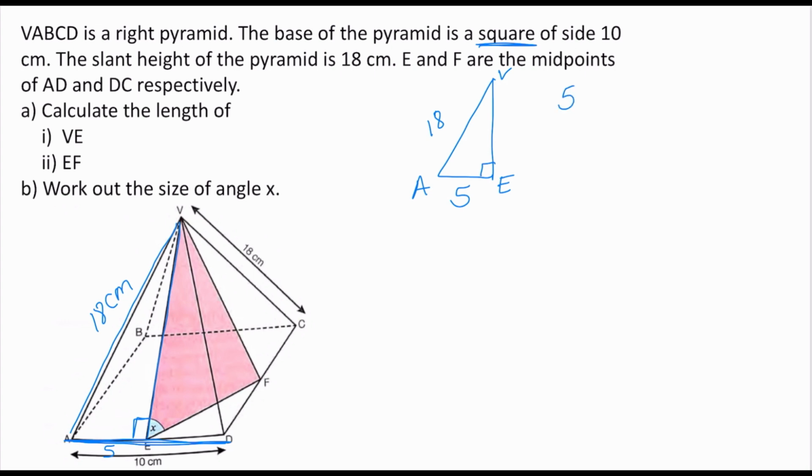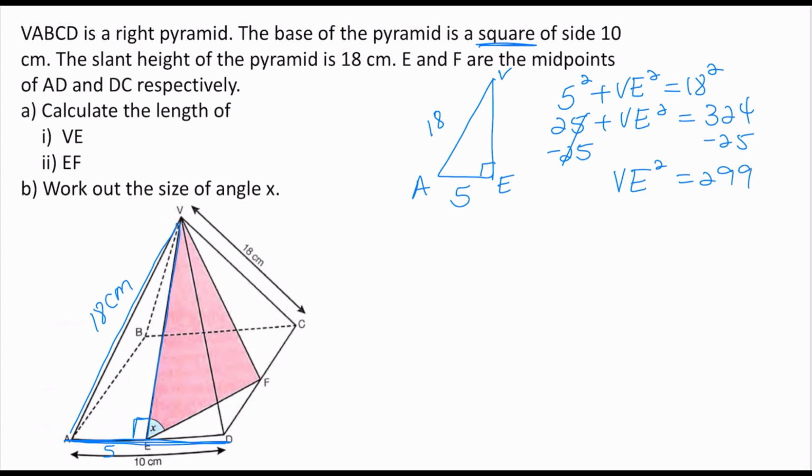So I set up the Pythagorean theorem: 5 squared plus VE squared is equal to 18 squared. 25 plus VE squared is equal to 324. Take away 25 from both sides, and you get VE squared is equal to 299. Take the square root of 299 and you get that VE is approximately 17.3, in this case centimeters. So that's my first answer. We know this is 17.3 centimeters.